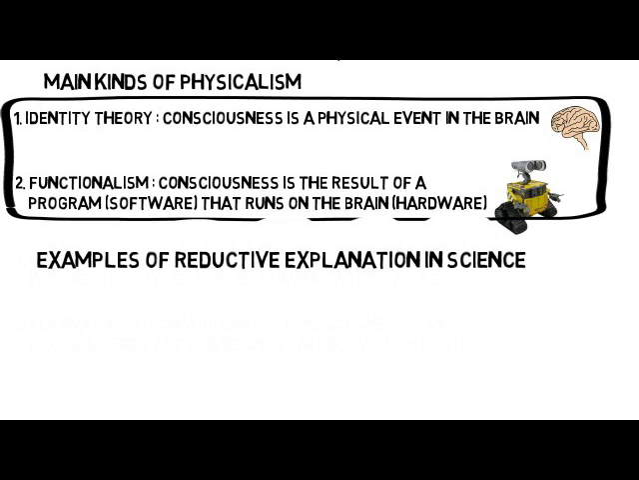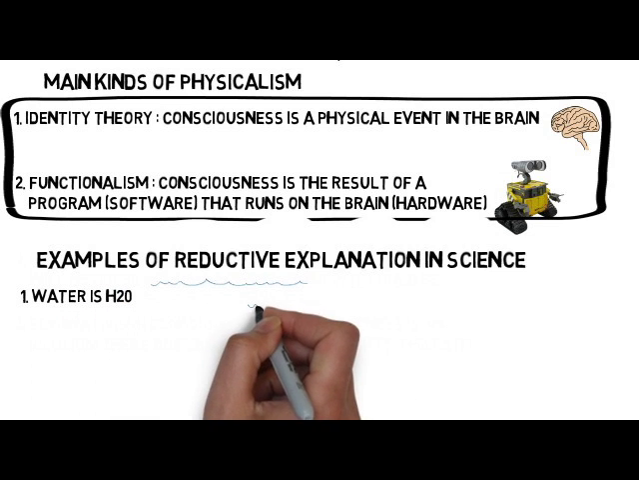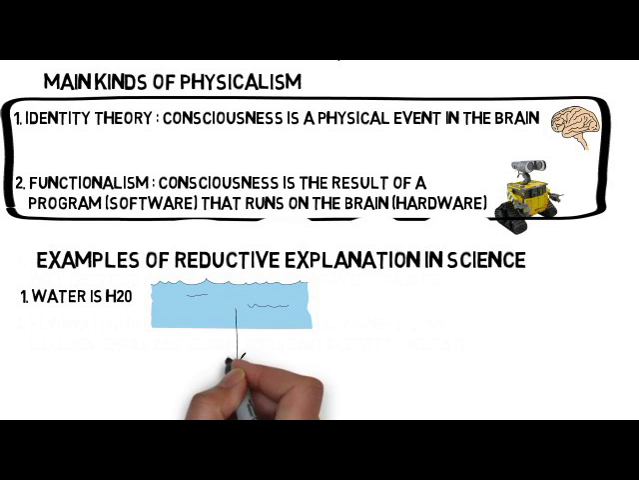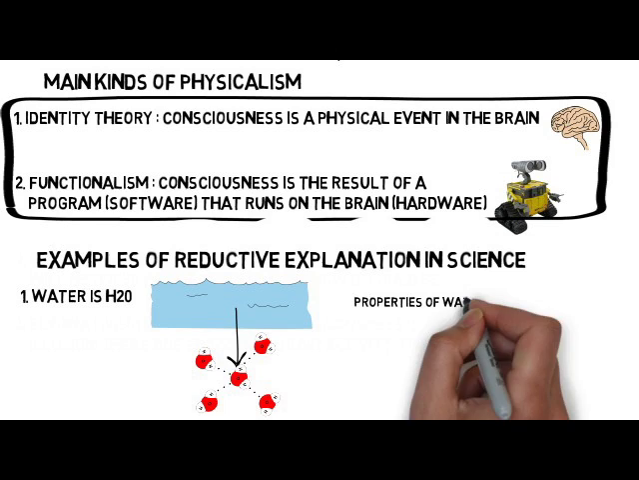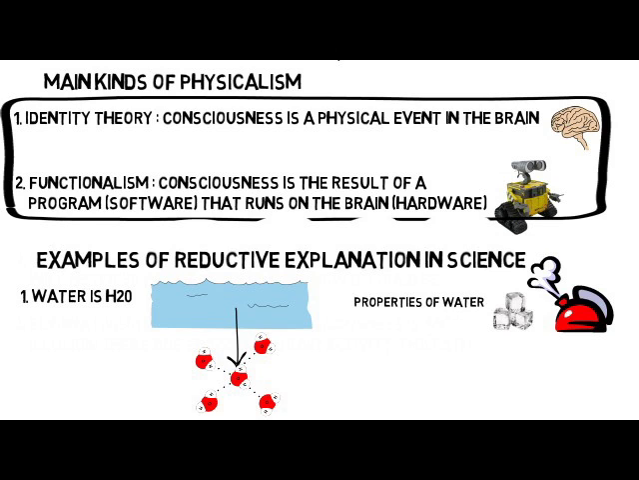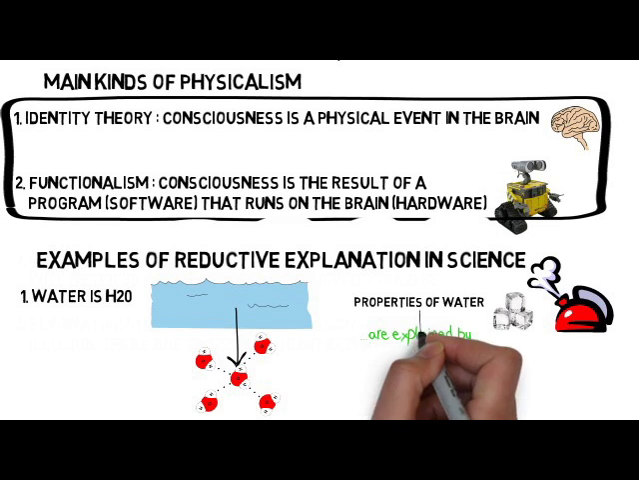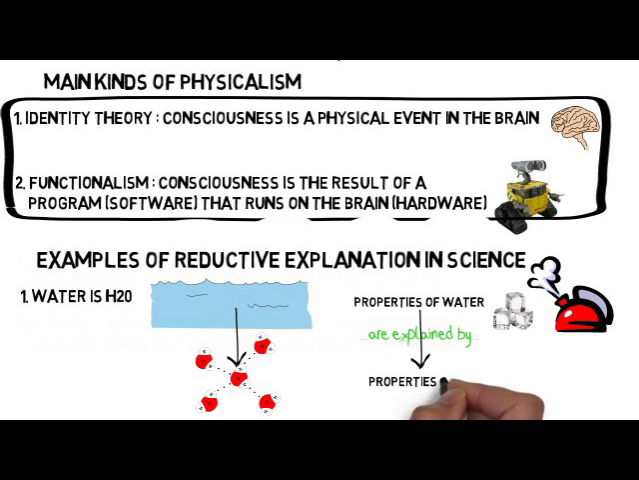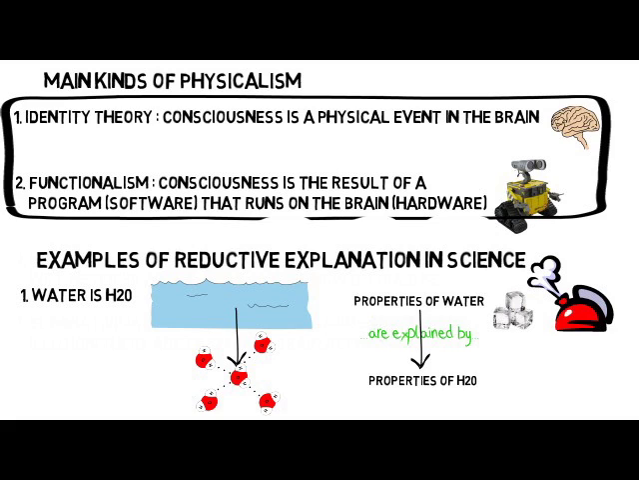First, take water. We now know that water is H2O. In other words, we know that the colorless, odorless liquid that we find in oceans, lakes, rivers, and streams, and that falls from the sky when it rains, is identical to the chemical compound H2O. This discovery amounts to a reductive explanation of water in chemical terms. The explanation is successful because all of the properties of water, that it freezes at 0 degrees Celsius and boils at 100 degrees Celsius and so on, are explained by properties of the chemical compound H2O. If we ask, why does water behave as it does? The answer is, because it's H2O.